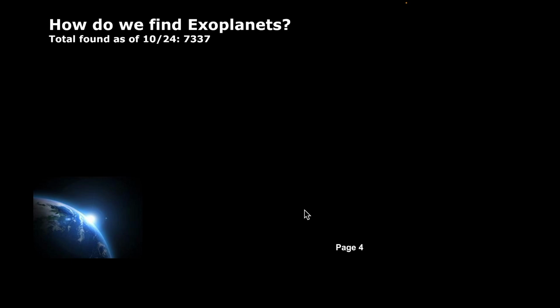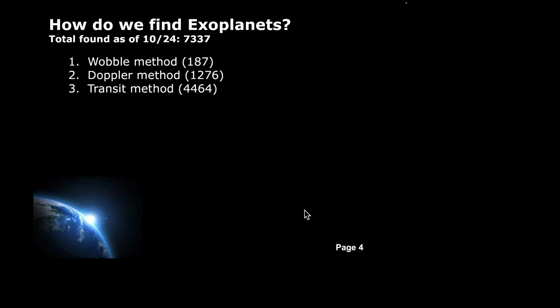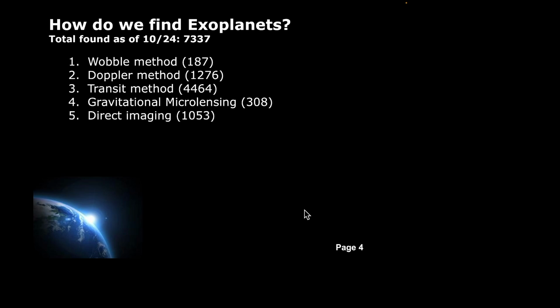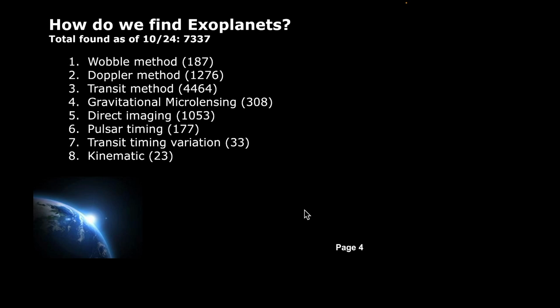As of October of 2024, we've confirmed 7,337 exoplanets. And some of the methods we use to find them are the wobble method, which has found 187, the Doppler method, which has found 1,276, the transit method, which is the most successful method, gravitational microlensing, direct imaging, pulsar timing, transit timing variation, kinematic, polarimetry, and aliens hand us a map, which has not worked yet.